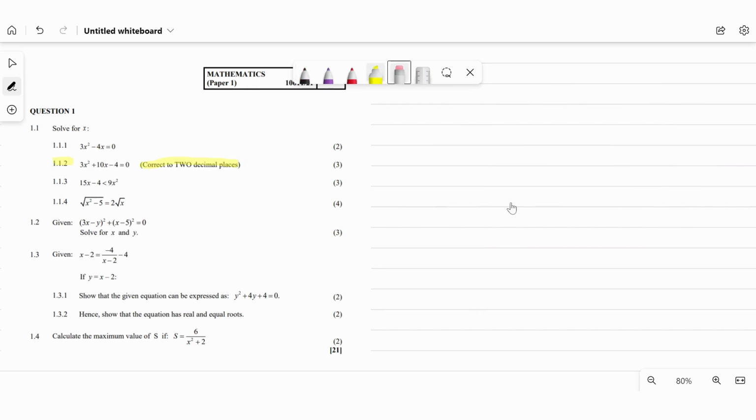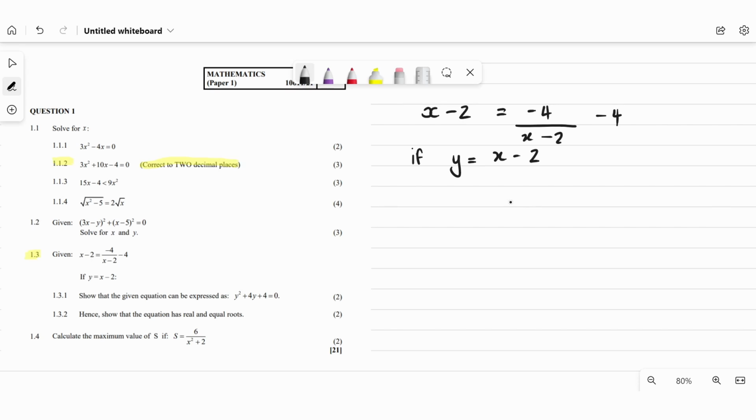So now what we're going to do is look at question 1.3. It says, given x minus 2 is equal to -4 divided by x minus 2, minus 4. If y is equal to x minus 2, then the first question says show that the equation can be written as y squared plus y plus 4. So what do we have? We have an equation, we are given this, and they say if y is equal to x minus 2, then they want us to show everything in terms of y. What do we see?